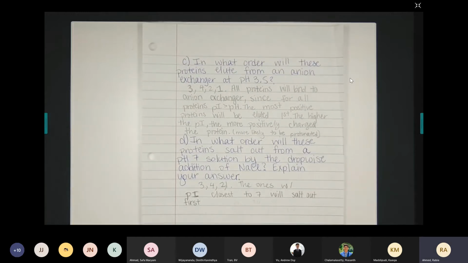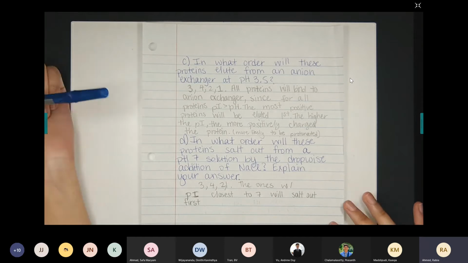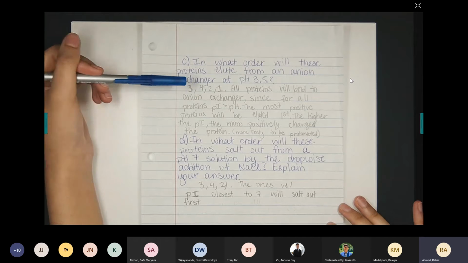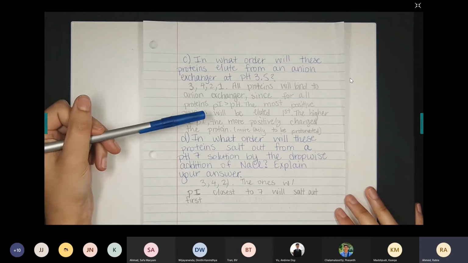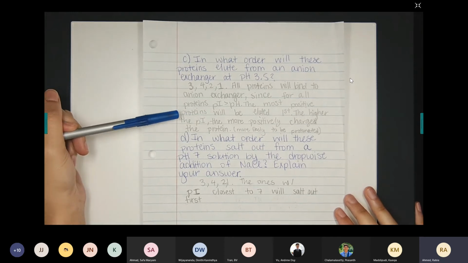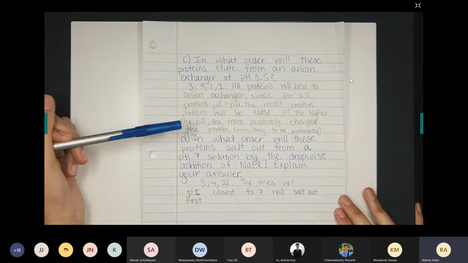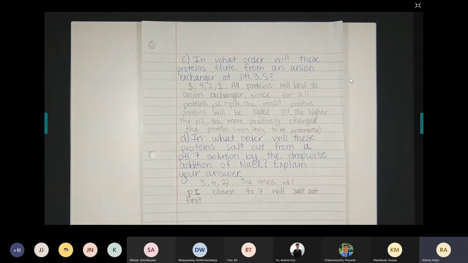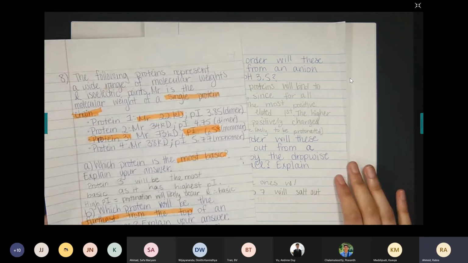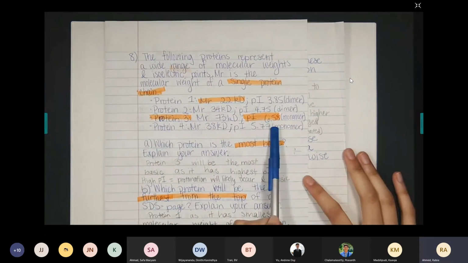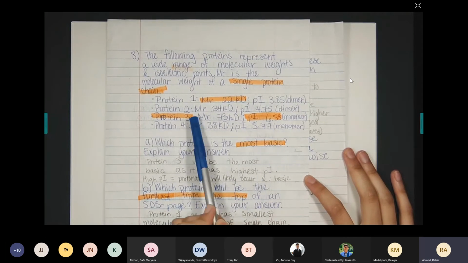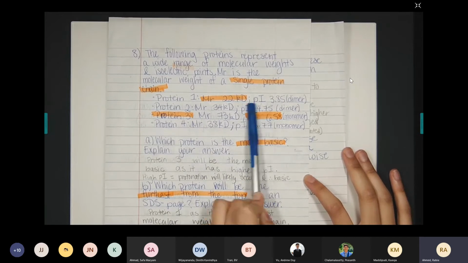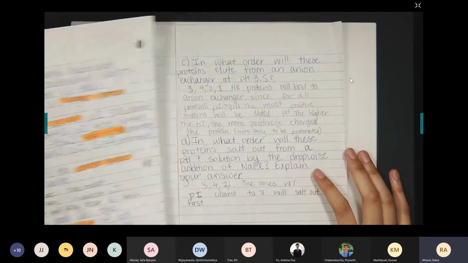8C, in what order will these proteins elute from an anion exchanger at pH 3.5? It's going to be 3, 4, 2, 1. This is because all proteins will bind to anion exchangers, since for all proteins, the pI will be greater than pH. The most positive proteins will be eluted first. So the higher the pI, the more positively charged the protein will be, and more likely it will be to be protonated. In this case, protein 3's pI is 6.58, so it's the greatest, and then protein 4's pI is the second greatest, protein 2's pI is the third greatest, and then protein 1's pI is the last.